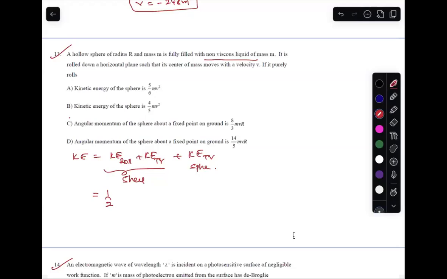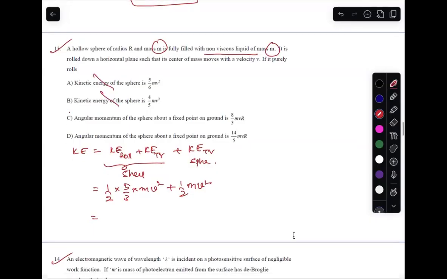So this part together you can write shell and 2 by 3 normally. Total part will be 1 plus 2 by 3, 5 by 3 mv square, plus a half mv square because the liquid is also of same mass. By the way, kinetic energy is nowhere matching, so both are wrong.